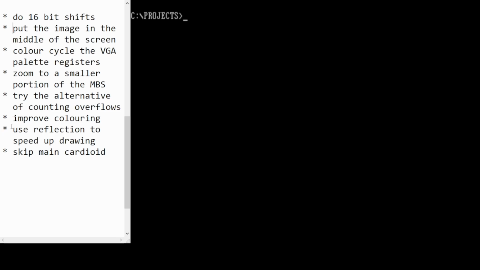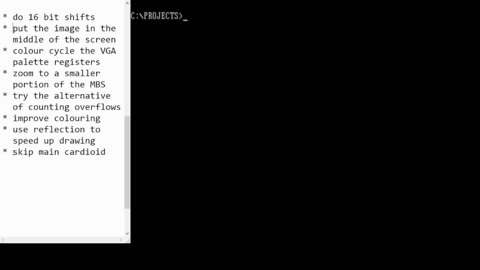Another possibility is to speed up the drawing by using the fact that it's a reflection about a line across the middle of the screen. So there's no need to compute the Mandelbrot set below the middle of the screen. You just draw the same pixel twice, once at the top and once at the bottom. So this is a good exercise for practicing assembly language programming.